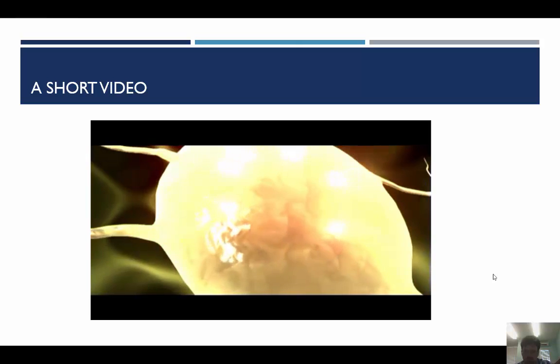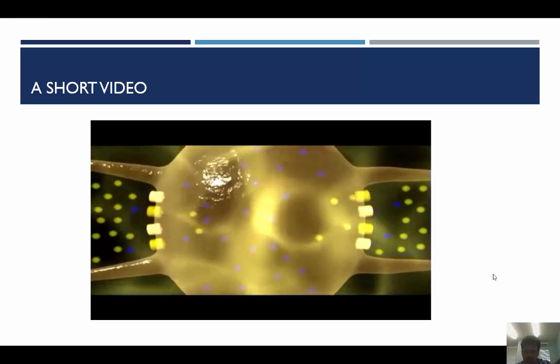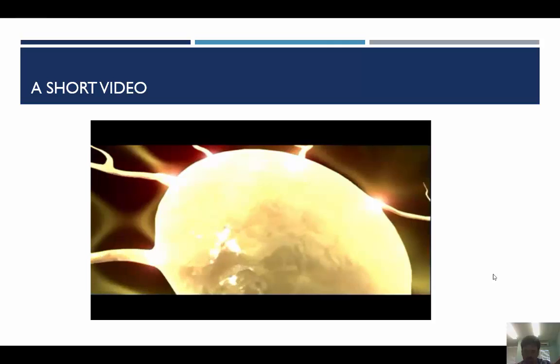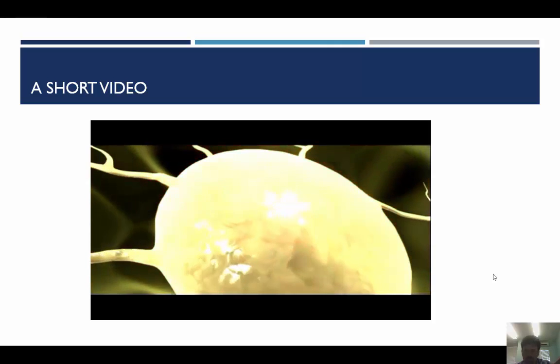Postsynaptic potentials cannot travel far in a neuron. After a few millimeters at most, the ions leak back across the membrane and the signal is lost. However, postsynaptic potentials travel far enough to reach the cell body, where they determine whether or not an action potential will be produced.